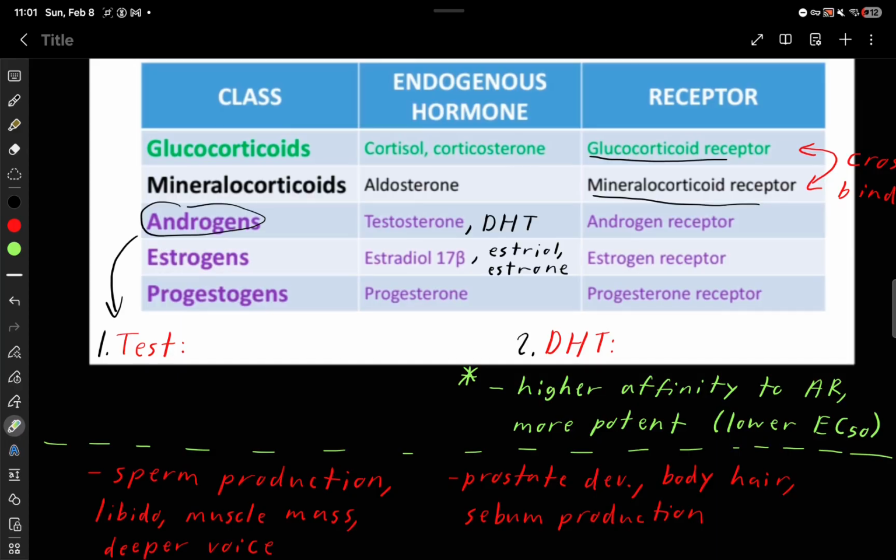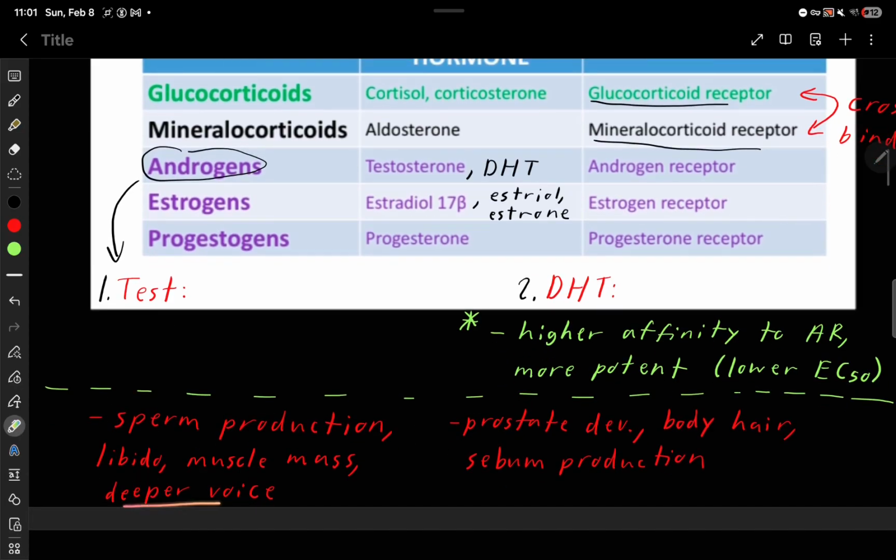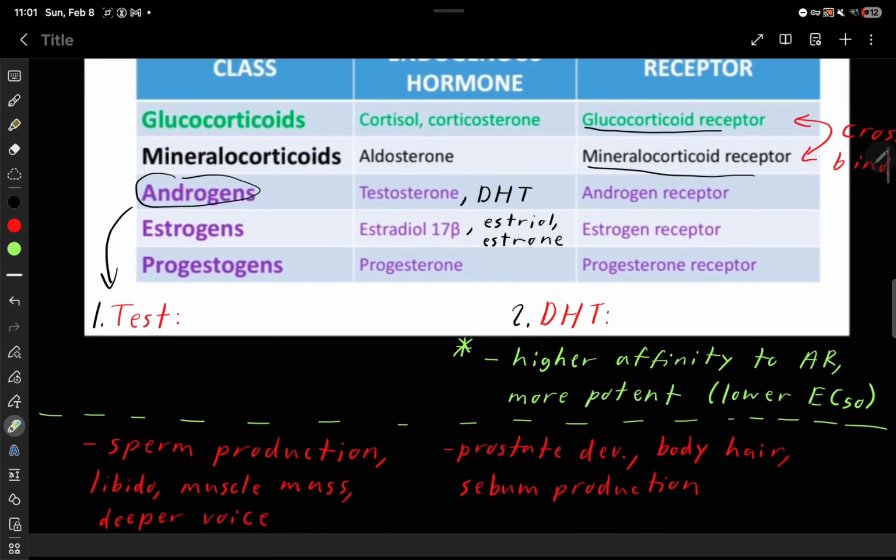But yeah, they're also responsible for different things in the body. So testosterone is involved with sperm production, a regulation of libido, and producing secondary sex characteristics, mostly in males, such as increasing muscle mass and deepening of voice. On the other hand, DHT is responsible for the development of the prostate, as well as regulating body hair growth and sebum production. So those are your main types of androgens.